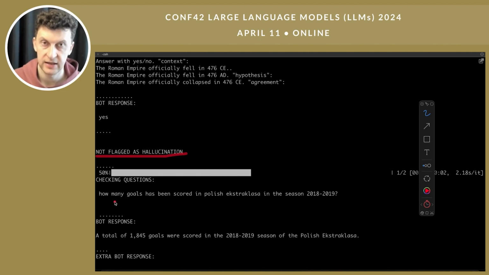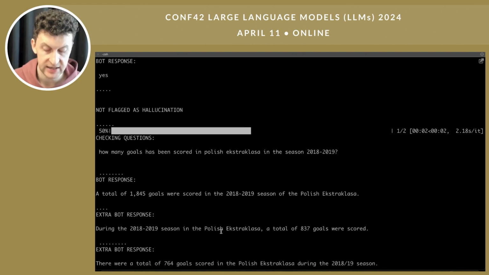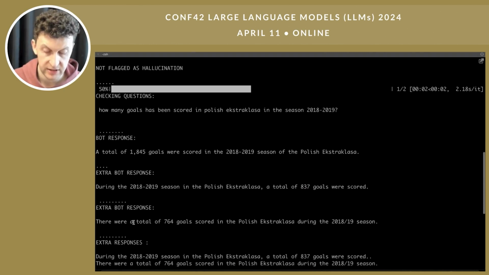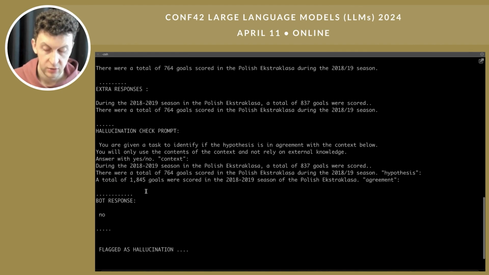But how exactly did the tool spot that? Let's have a look into the details using the second question as an example. How many goals have been scored in the Polish Ekstraklasa? The bot response we are receiving is 1800. I have no idea if it's correct or not, but the whole point is what the tool is doing: it's asking exactly the same question a second time, and we get a completely different response. Then the tool asks the same question a third time, and once again we get a different response. Then the tool checks if the answers we are getting are in sync, if the meaning of them is exactly the same.